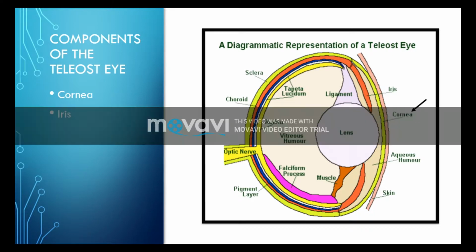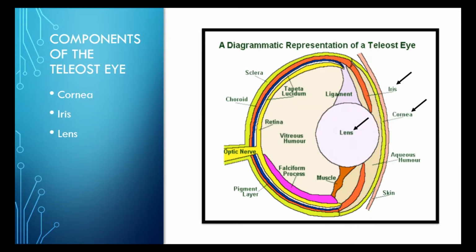Secondly, the iris, as it controls the amount of light entering the eye by adjusting the pupil. The lens focuses light on the retina. The sclera forms the outer layer of the eye to protect the inner structure.